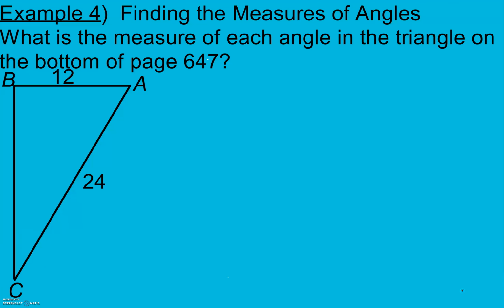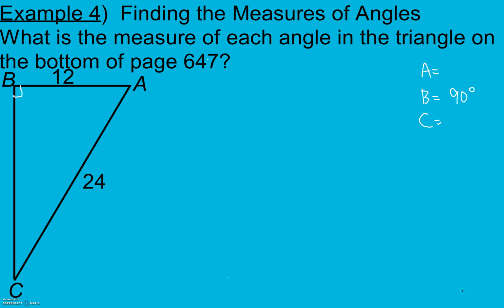Continuing on in section 10.6, I have example 4, finding the measures of angles. What is the measure of each angle in the triangle on the bottom of page 647? So angle B, we know. B is our 90-degree angle. But here we have two side lengths, but no other angle measures.